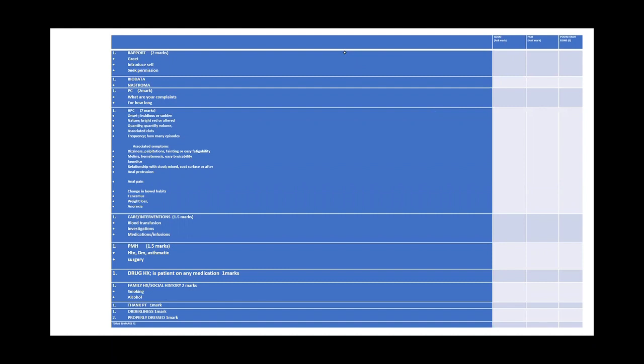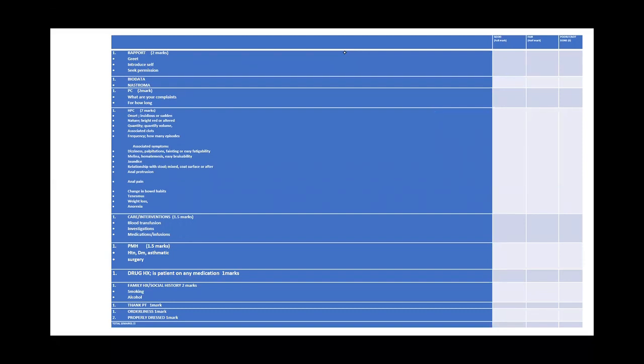and alcohol ingestion. Now, don't forget to thank the patient. Don't forget to thank the patient. Now, you should know that in your OSCE, when you are orderly in asking questions, you have an extra mark. When you are properly dressed, you have an extra mark.